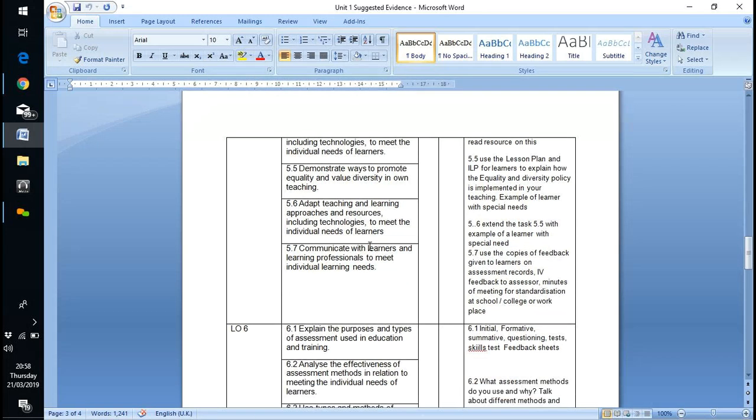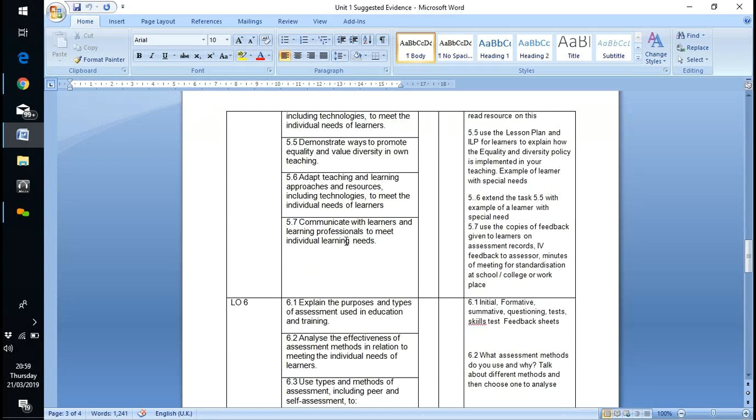Now, communicating with learners and learning professionals to meet the individual needs of learners. This is where copies of feedback you've given to learners, copies of any assessments that you've done with them, any work that you've done with the quality assurance person in your establishment, or you've had to pass records on to them or show them work that you've done. So all of those clues in the box on this side are relevant to this particular learning objective, but not all of them you will be able to provide.